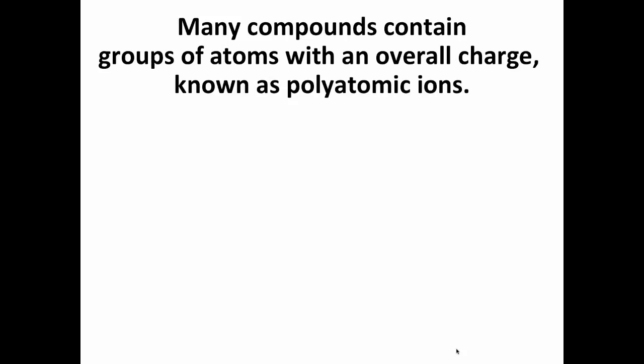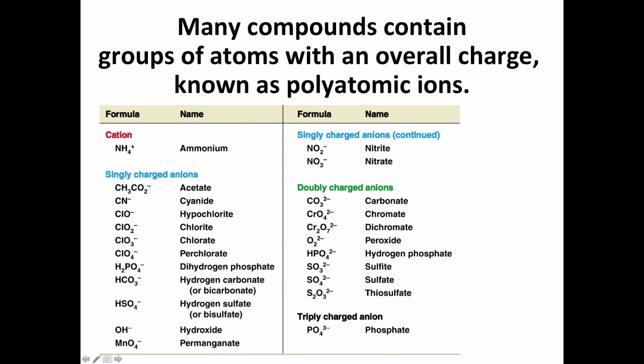Okay, now the next step in ionic compounds is we have to recognize that there are some compounds that have groups of atoms that have overall charges, and those things are called polyatomic ions. Now, there are lots and lots of polyatomic ions. Here's a table that shows at least some of them, and if you become a chem major, you will get very familiar with lots of polyatomic ions.